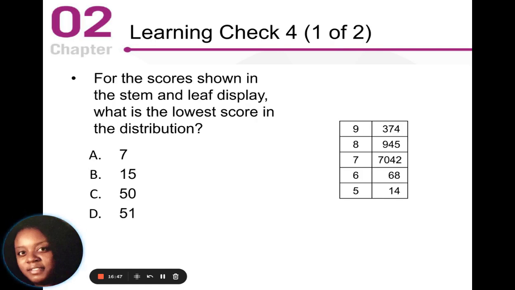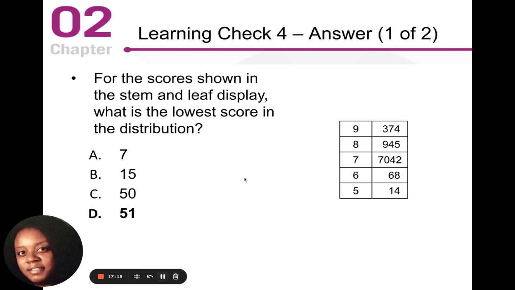So for learning check 4, for the scores shown in the stem and leaf display, what is the lowest score in the distribution? Is it A, 7, B, 15, C, 50, or D, 51? Take a few moments and figure out the correct answer. That correct answer is going to be D, 51.